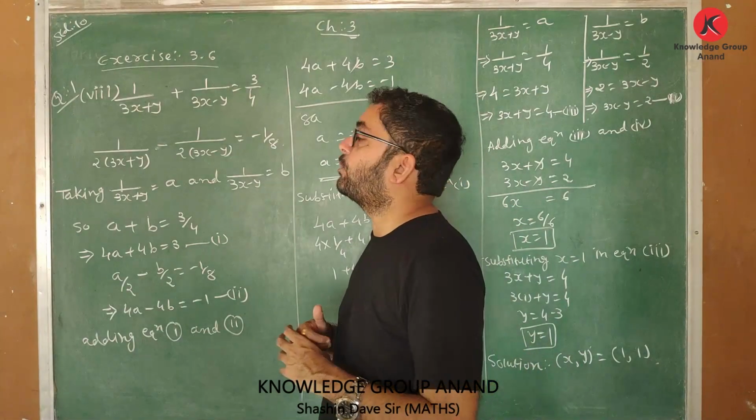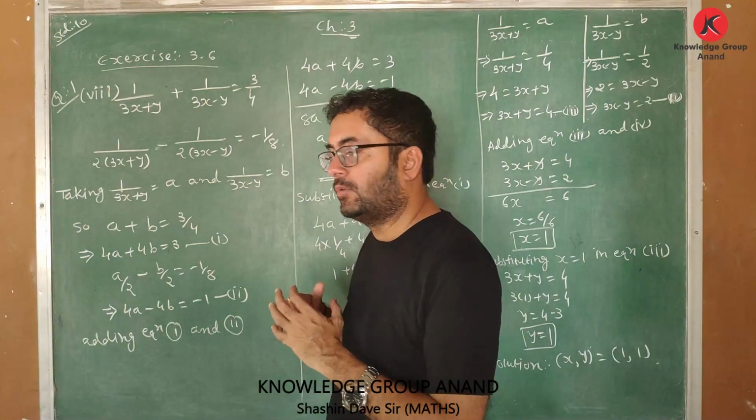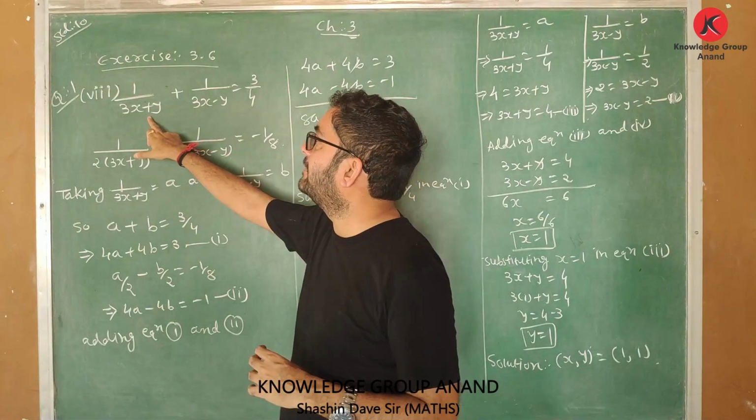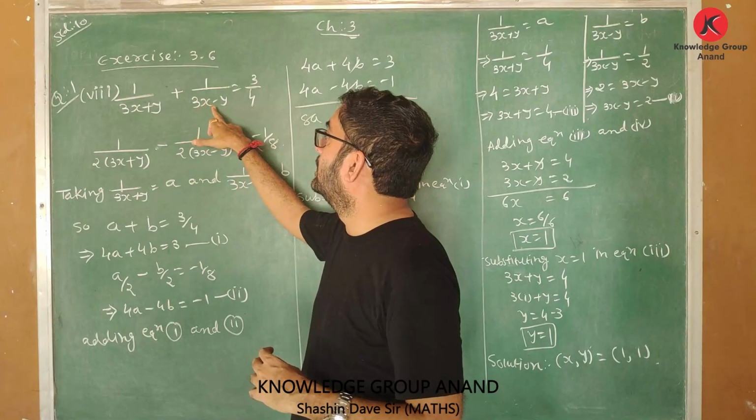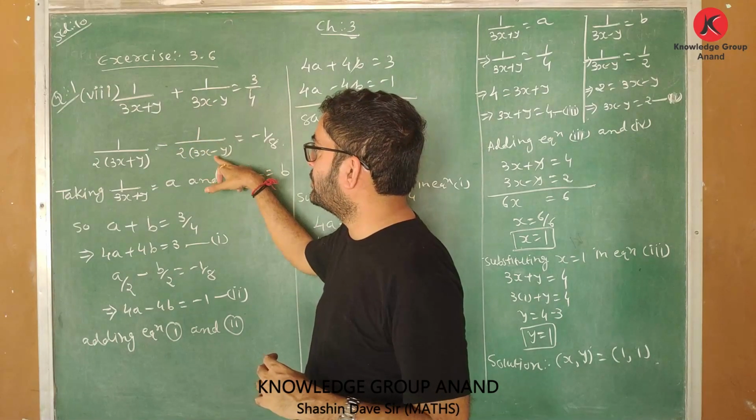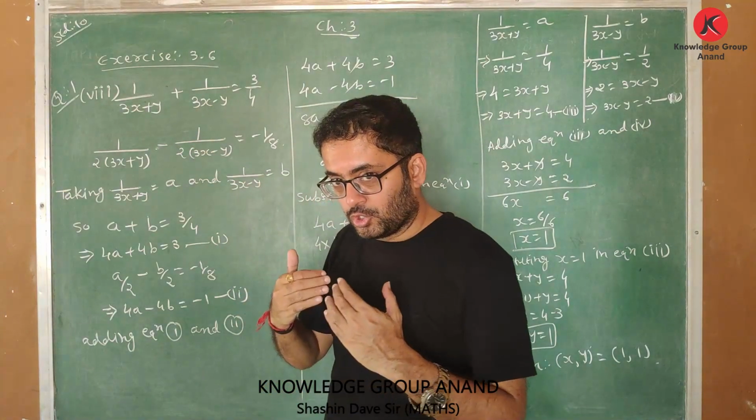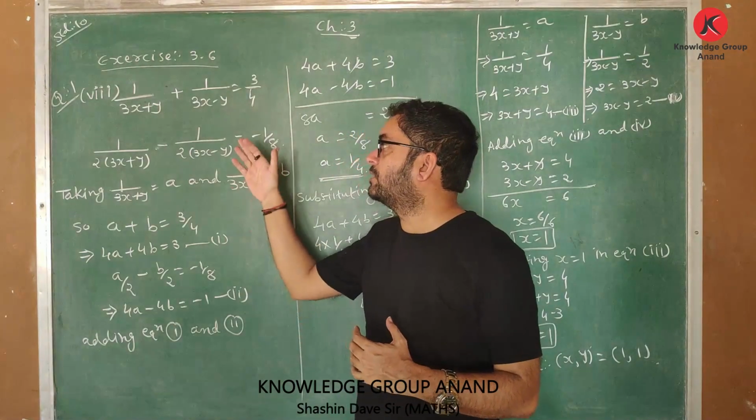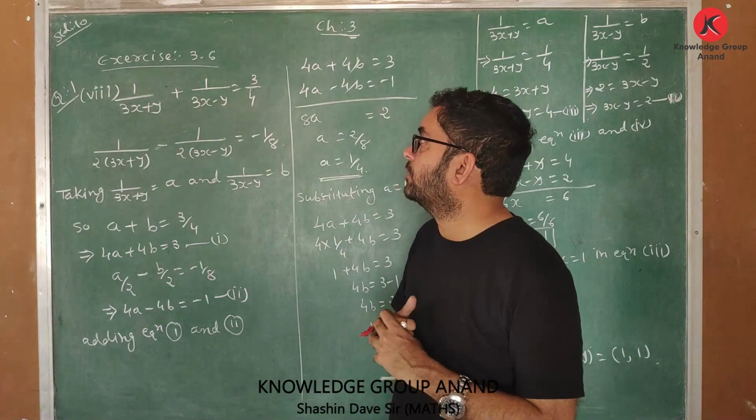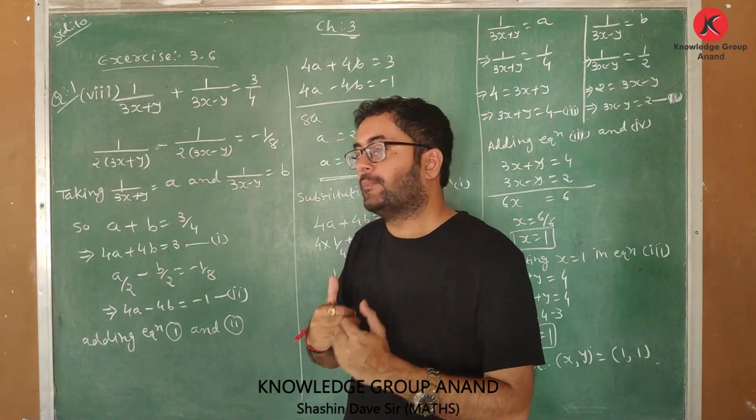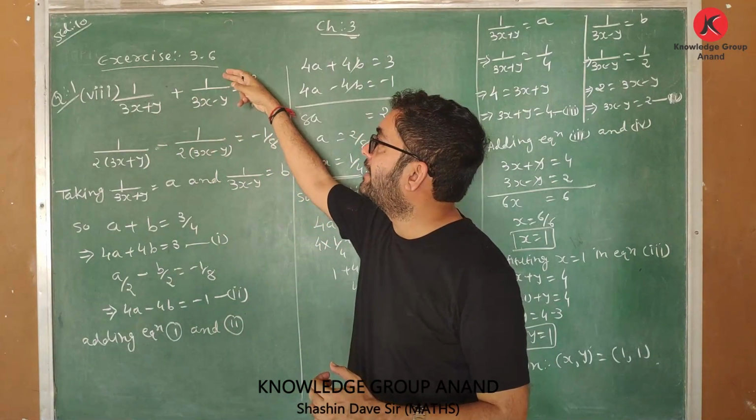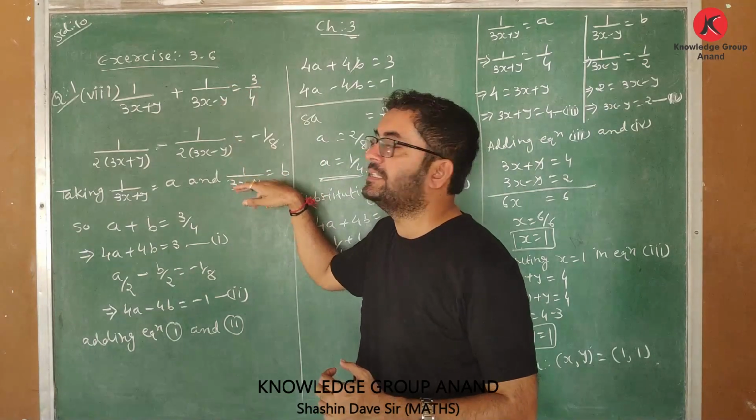Now as you can see, what is common in both the equations in the denominator part? Here I have 3x plus y in the denominator, here also I have 3x plus y. In the second term, here I have 3x minus y, here I have 3x minus y. So my supposition will be in accordance with what is given over here. So I will take 1 upon 3x plus y as a. Similarly, I will take 1 upon 3x minus y as b.